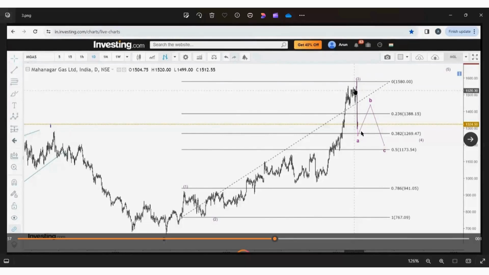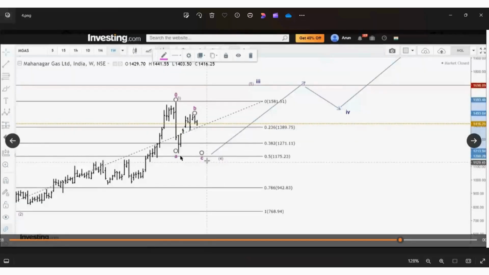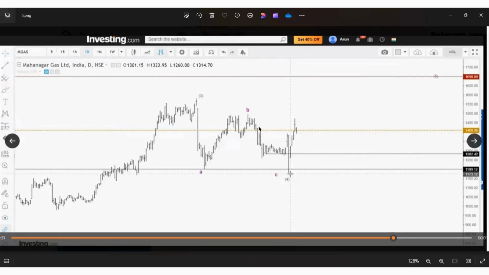So what happened next? After A completes, price started to move higher. I have already marked. So what may we expect next? C down to 1,175, around 1,200 levels. C down, A, B, C. C down to around 1,200 levels, right? And then we expected the price to move to 1,700.